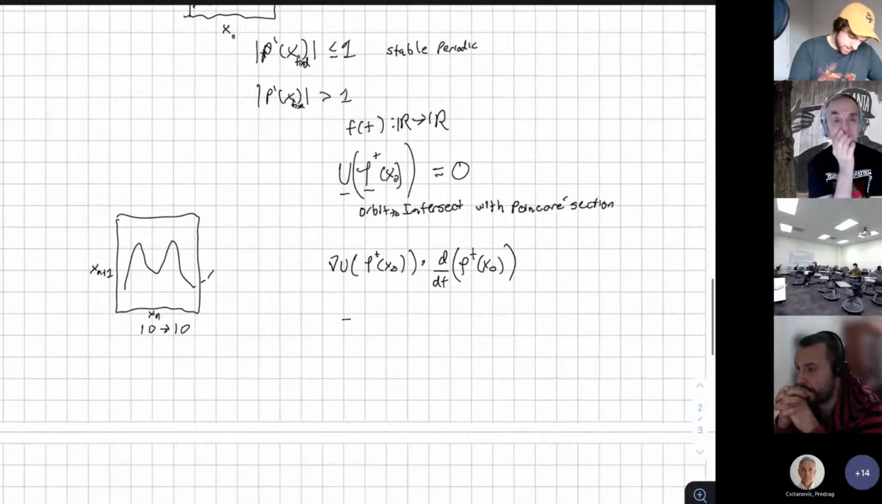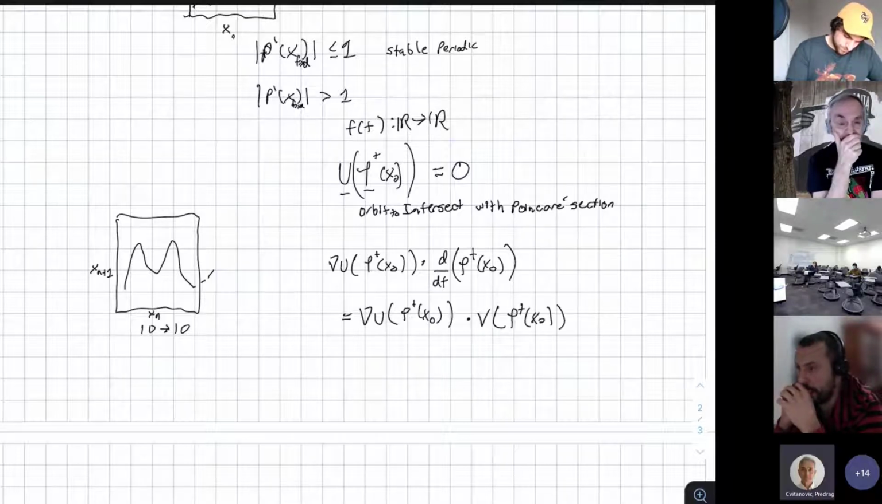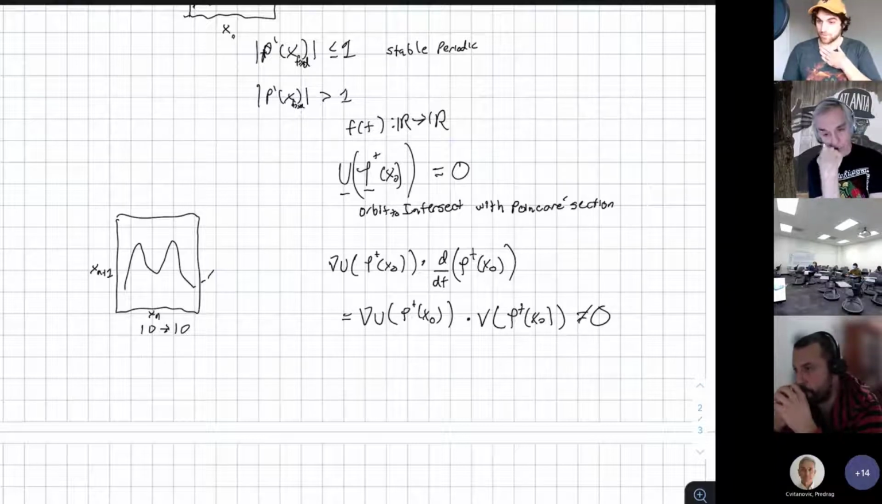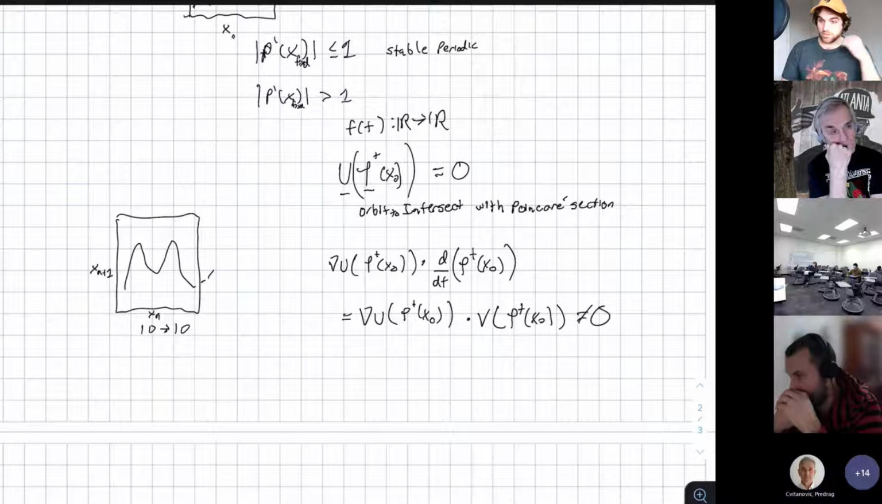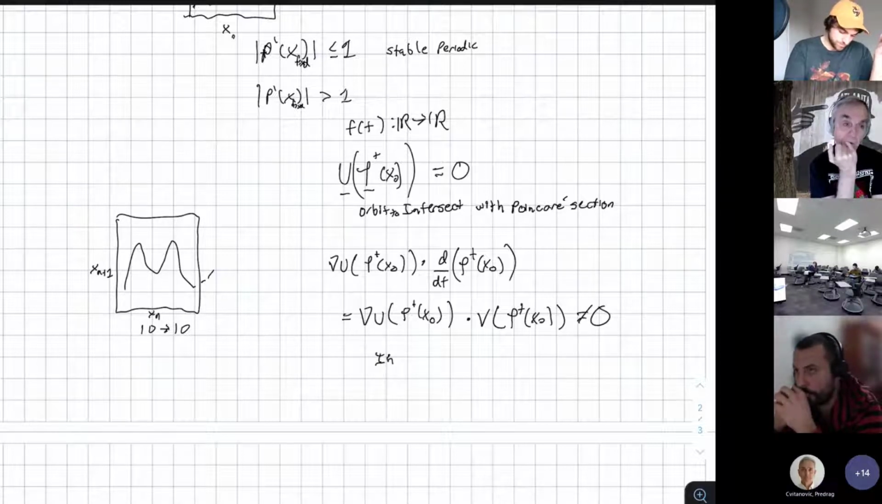Okay. And what is that? That's the gradient of U evaluated at the flow point times the velocity field, again evaluated at the flow point. And we said that this was not equal to 0 by construction. So you have a differentiable function which has a non-zero inverse, and so you can apply the inverse function theorem.